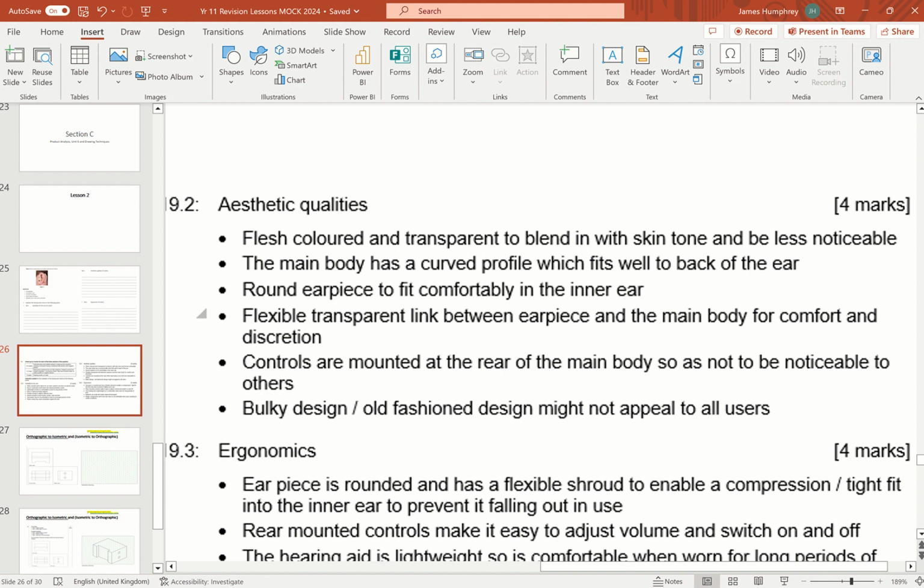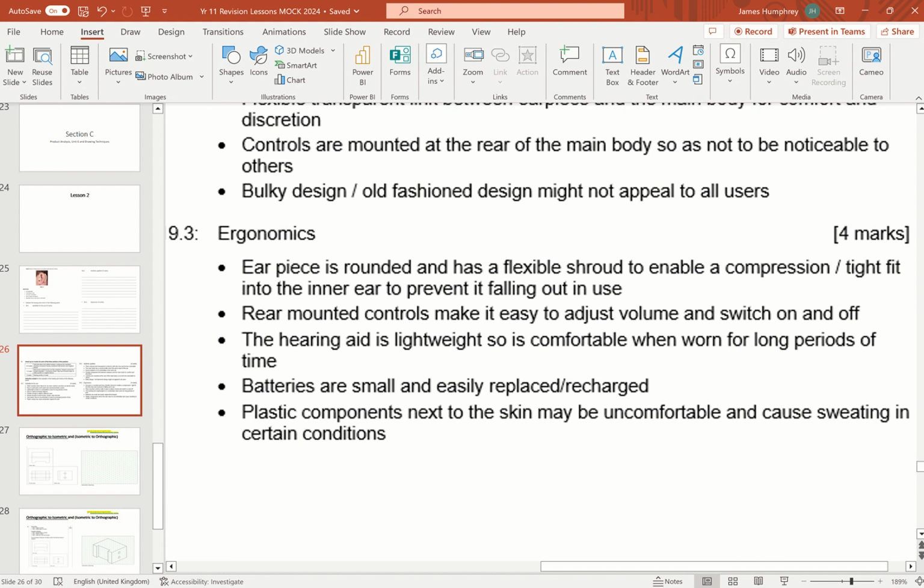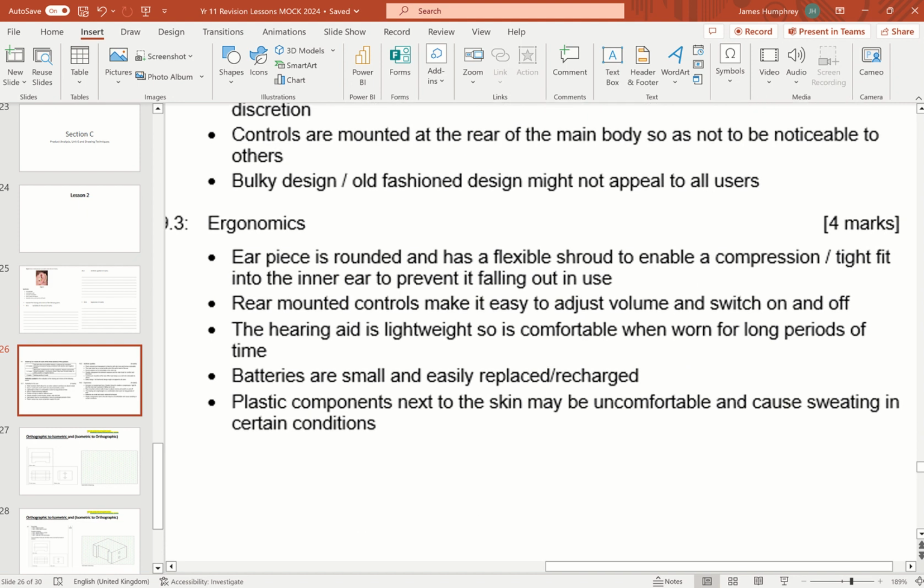Bulky design, old-fashioned design might not appeal to users. I mean, I think if you had to use a hearing aid, many people would prefer to use the earbuds these days, which all young people seem to walk around with in their ears. Maybe that's a better design.